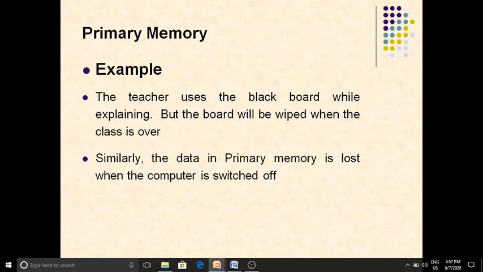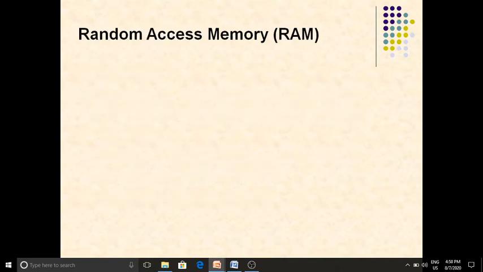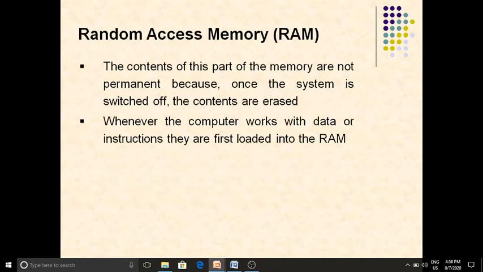Permanent memory means, suppose you save the data you entered in the computer system. The data in primary memory is lost when the computer is switched off. Primary memory is classified as RAM and ROM, so primary memory is again classified into two types.